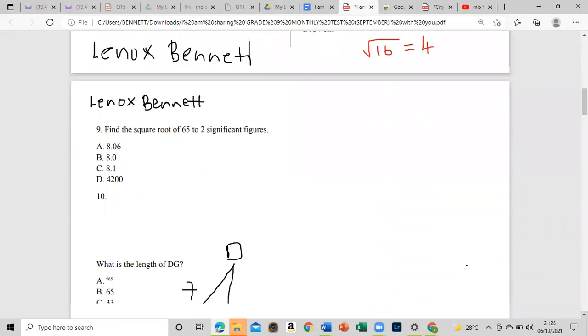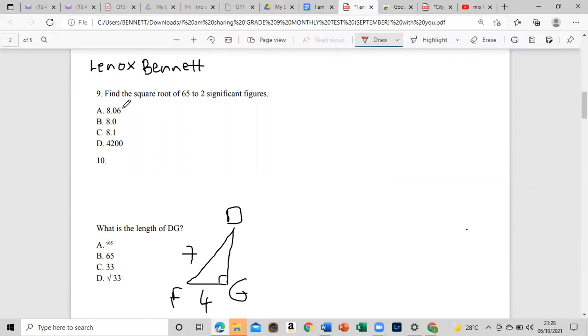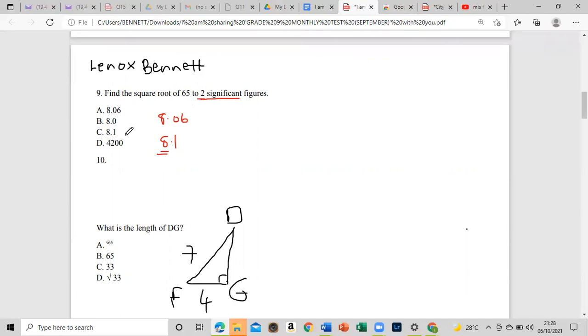Number 9 now can be tricky. Find the square root of 65 to 2 significant figures. We're going to do it without a calculator. If you say that this is a real number when you find the square root, and now 2 significant figures, so just 2 figures. That will be 8 point, alright, so round up this. So this becomes 1. So 8.1. So that would be 8.1. So we're going to go with C.